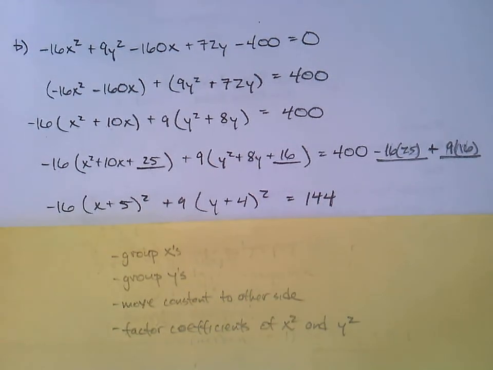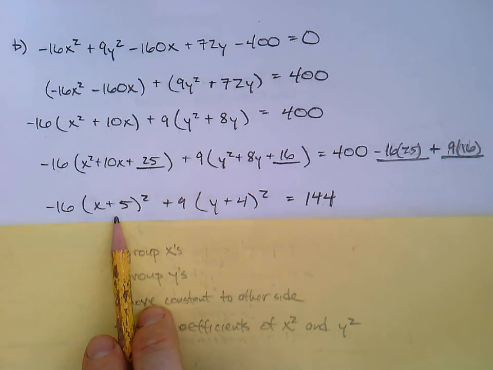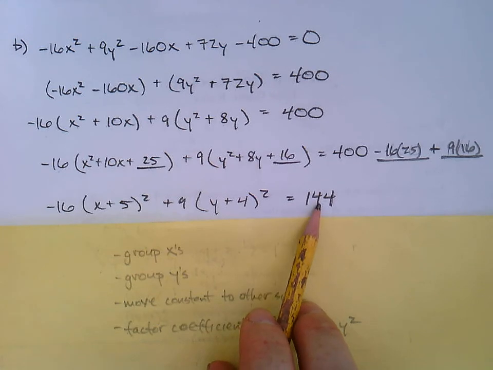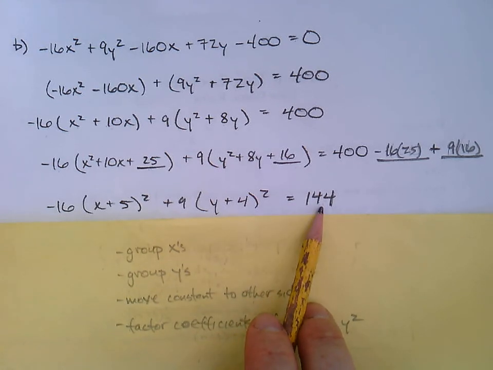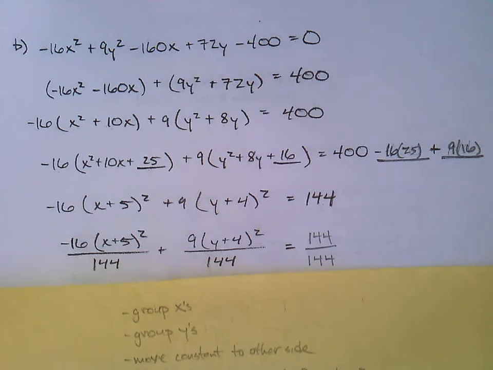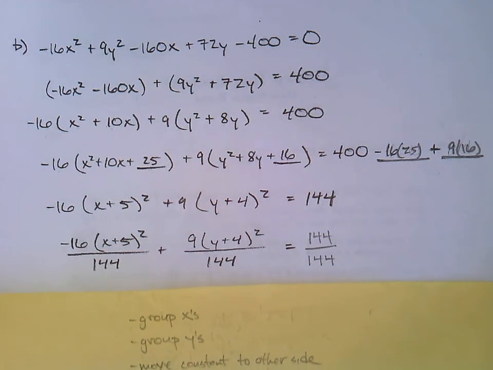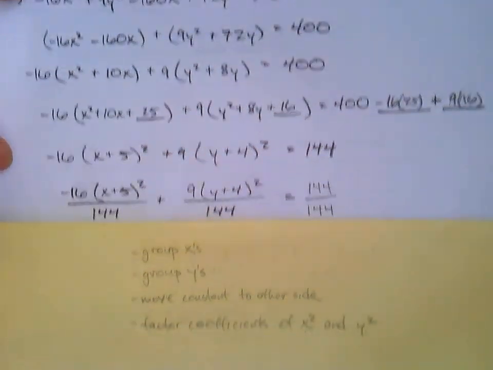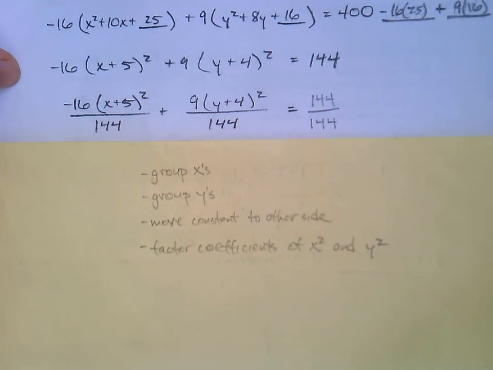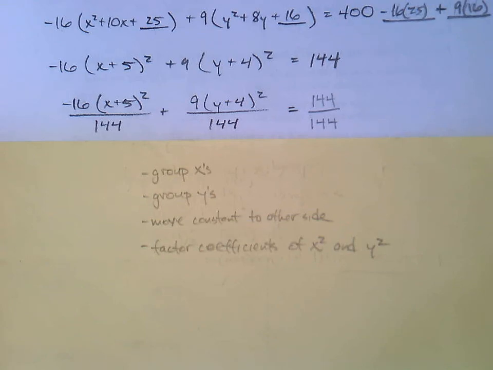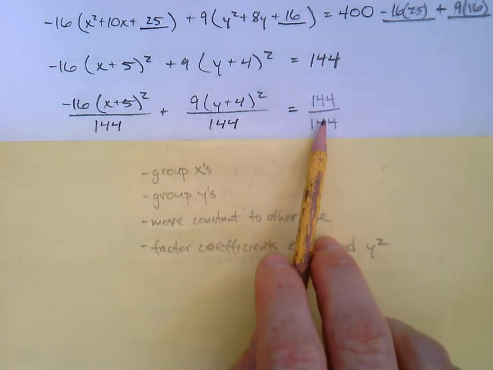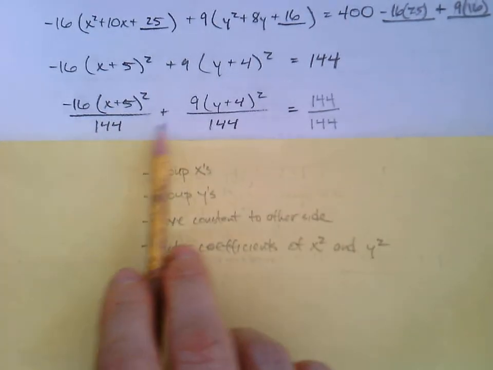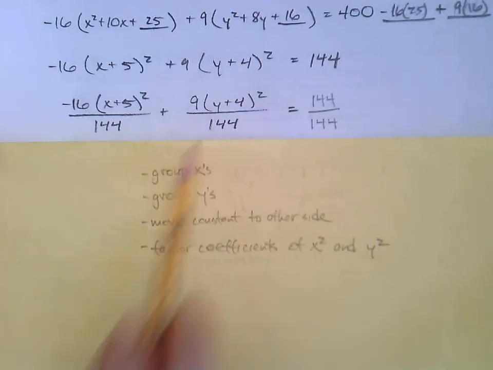Okay. What to do from here? Well, we've been in this situation before. Once we have these things in their factored form and we have that number, we can divide everything by this to get ourselves a 1. So we're going to divide everything by 144. And that's going to become the 1, and we can reduce the 16 over 144, the 9 over 144.